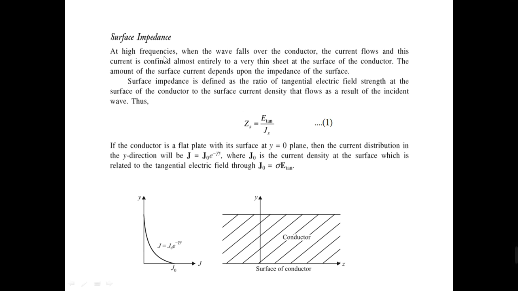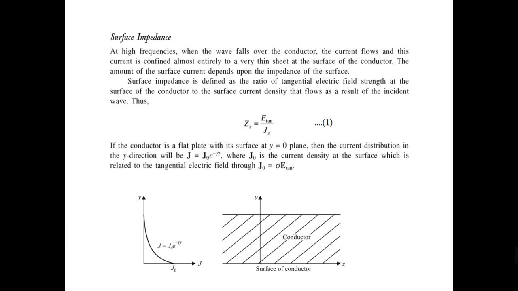At high frequencies, when the wave falls over a conductor, the current flows and is confined almost entirely to a very thin sheet at the surface of the conductor. So the amount of surface current depends upon the impedance of the surface. Hence the surface impedance, denoted by Zs, is defined as the ratio of the tangential electric field strength at the surface of the conductor to the surface current density that flows as a result of the incident wave.